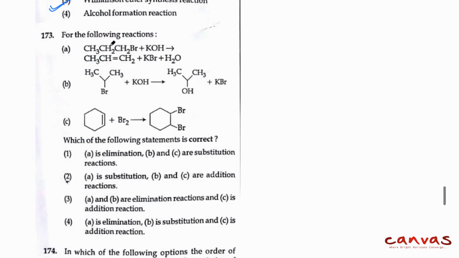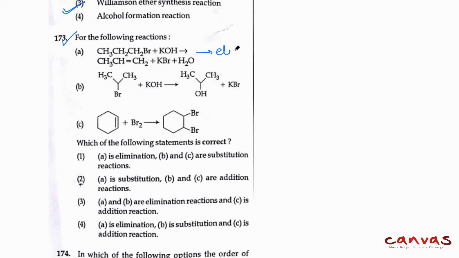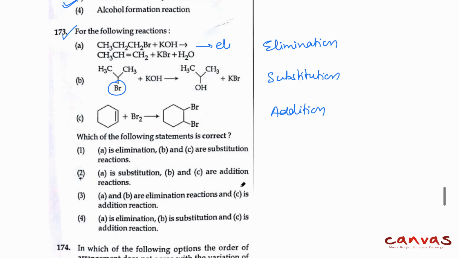Now the 173rd question, very easy, everyone knows. First case, we are removing HBr, we are getting alkene. So this is elimination. Second, we are replacing Br by OH, so this is substitution. And the third one, we are adding something across the double bond, so this is simple addition. Okay, so the answer to the 173rd will be the fourth one.